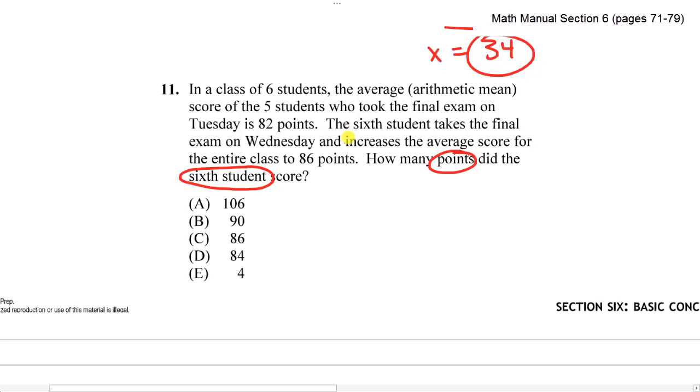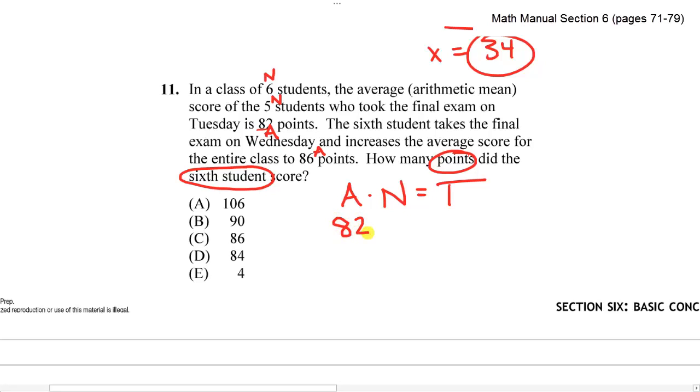So again, if I scan through this question, I can see I have an average right here. I've got another average right here. I've got a number of things right here. I've got another number of things right here. So putting this all together, because of all those ingredients, I'm going to go ahead and write down A times N equals T. My first average that I'm given is 82.